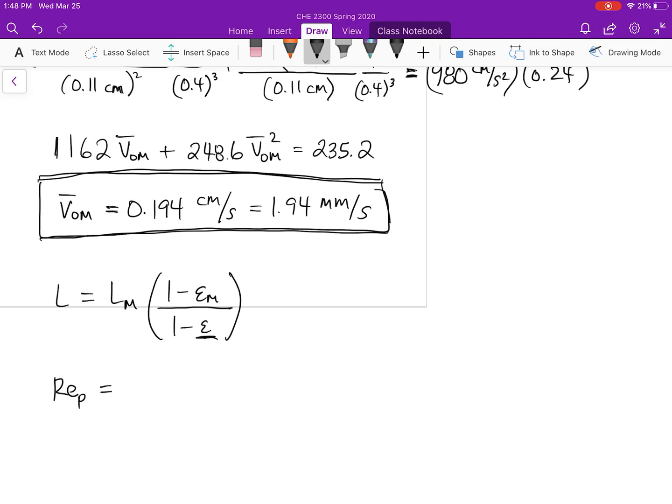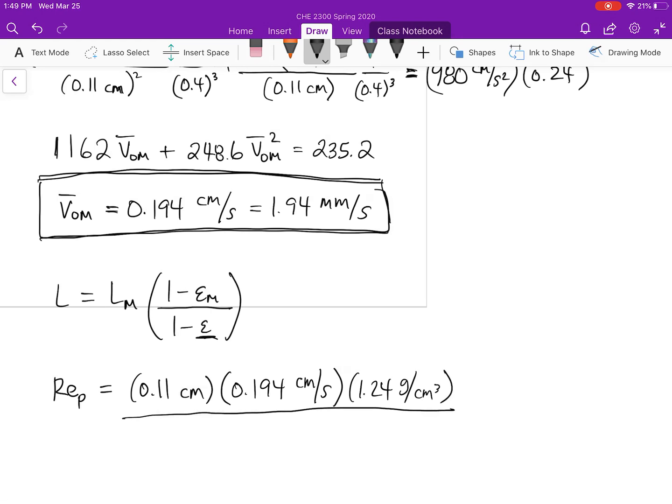So my particle Reynolds number is equal to 0.11 centimeters times 0.194 centimeters per second, multiplied by 1.24 grams per centimeter cubed, divided by 0.01 poise, which is equal to about 2.7.